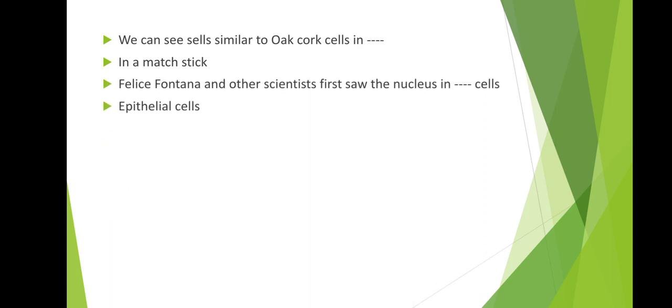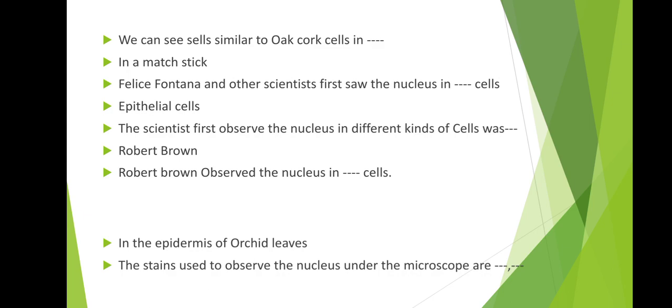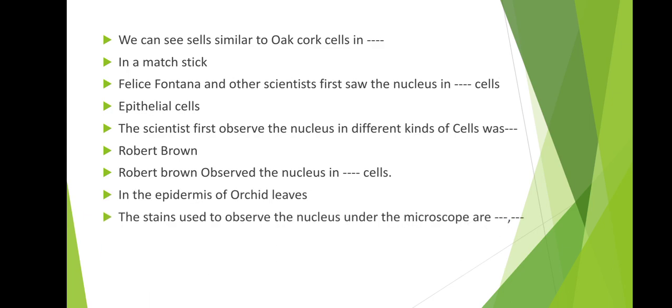Felix Fontana and other scientists first saw the nucleus in epithelial cells of animals. The scientist who first observed the nucleus in different kinds of cells, animal cells and plant cells, was Robert Brown. Robert Brown observed the nucleus in the epidermal cells of orchid leaves.